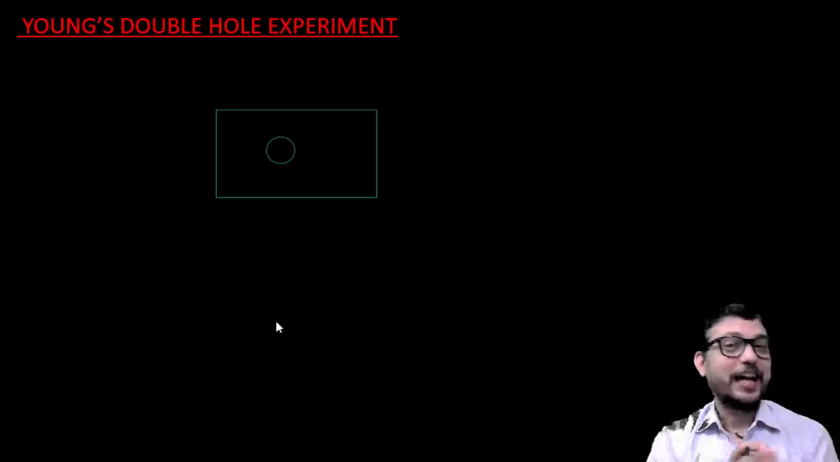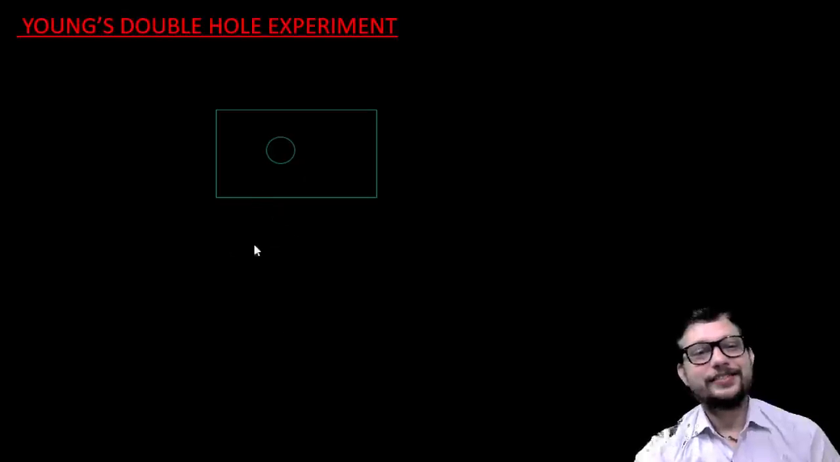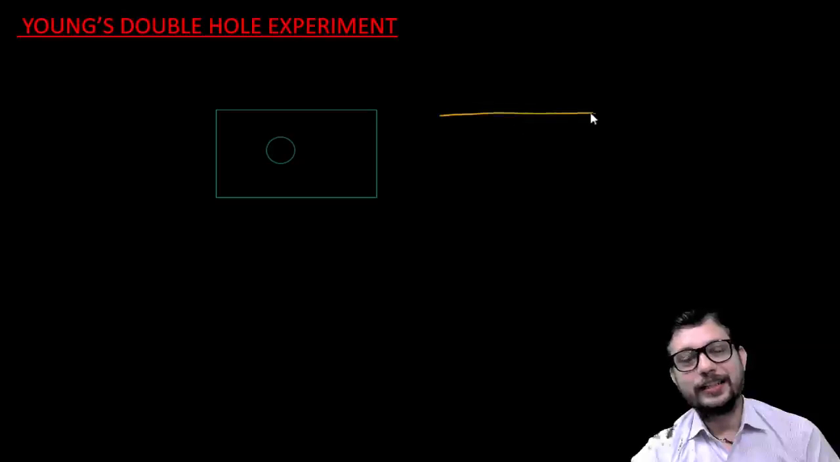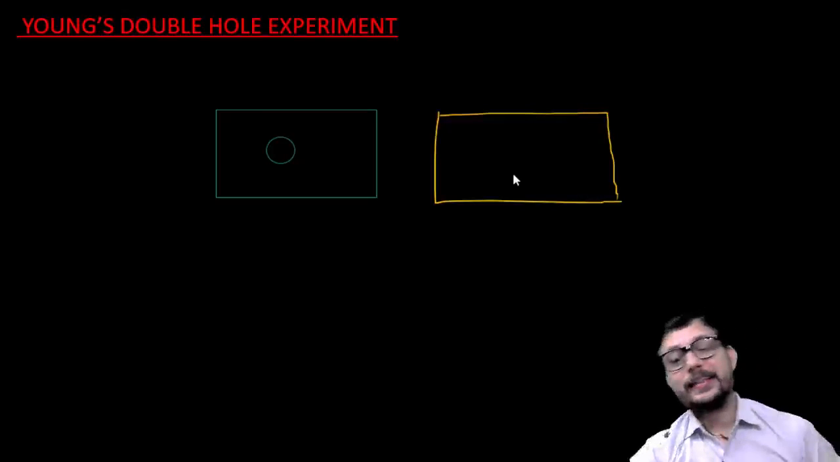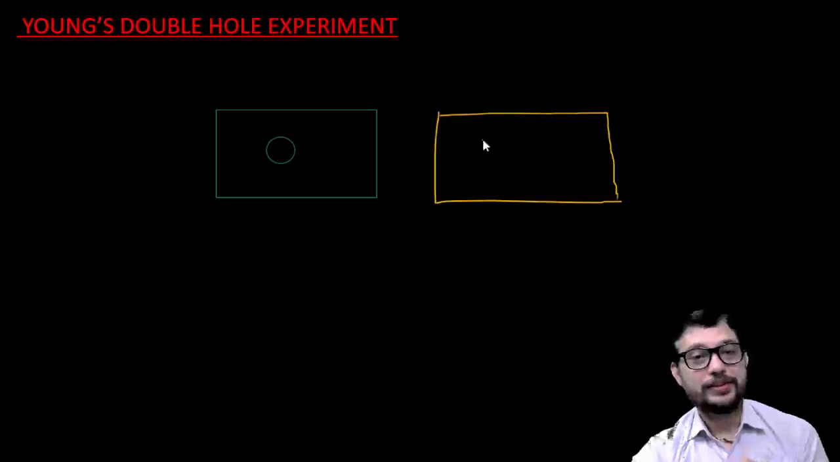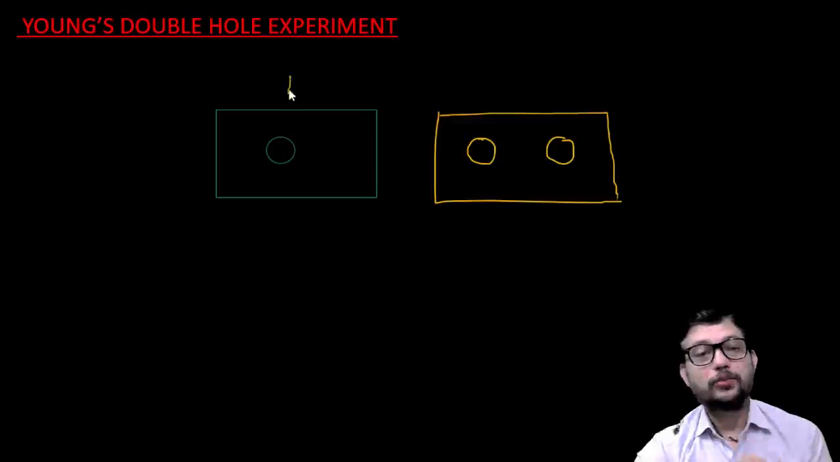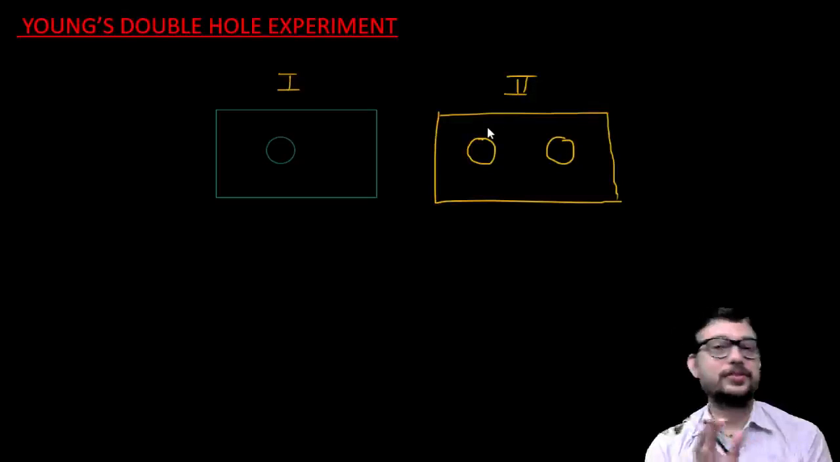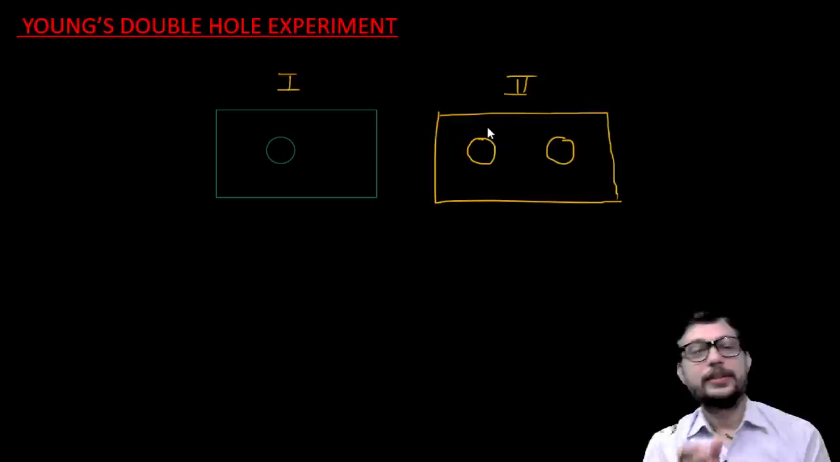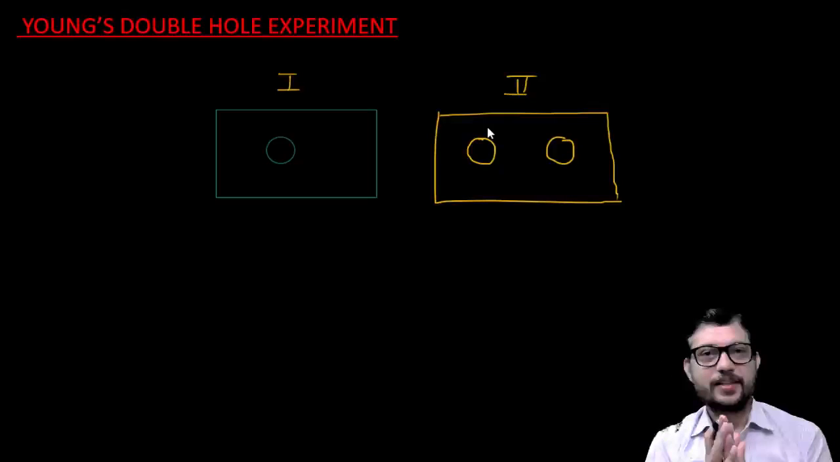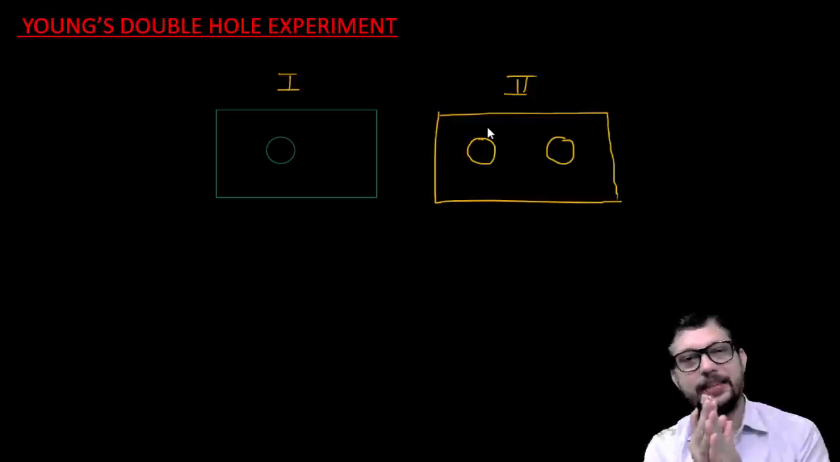He took another cardboard, like this way, and in this cardboard he made two holes. This is the first hole, this is the second. So Young took two cardboards: in the first cardboard there is a single hole, whereas in the second cardboard there are two holes. I hope up to here everything is clear. Now what?